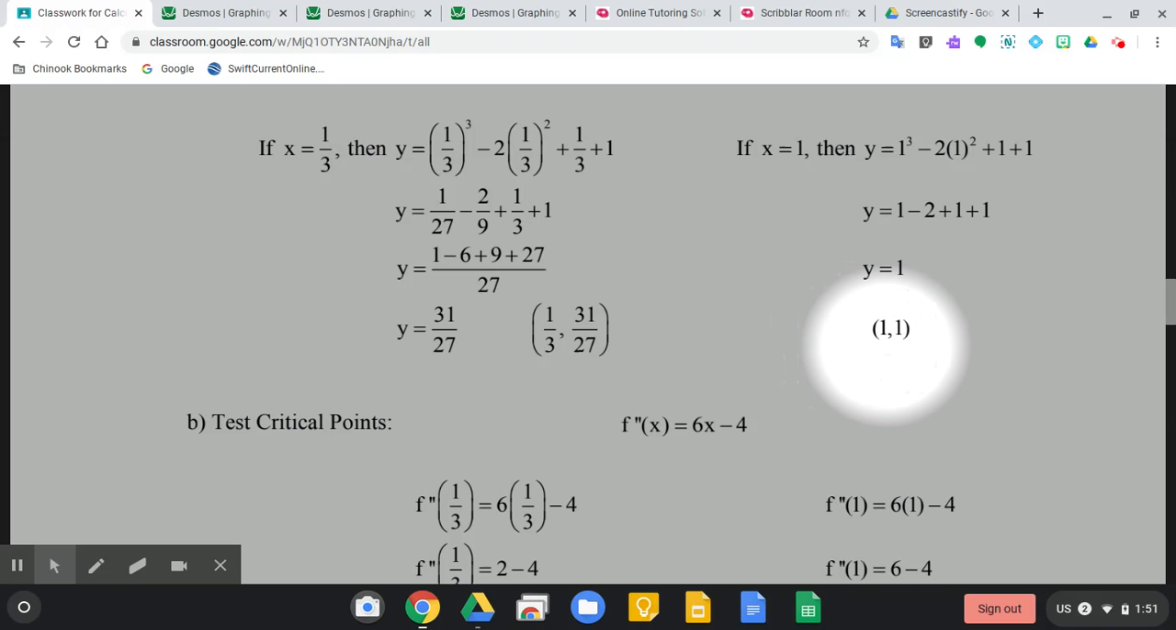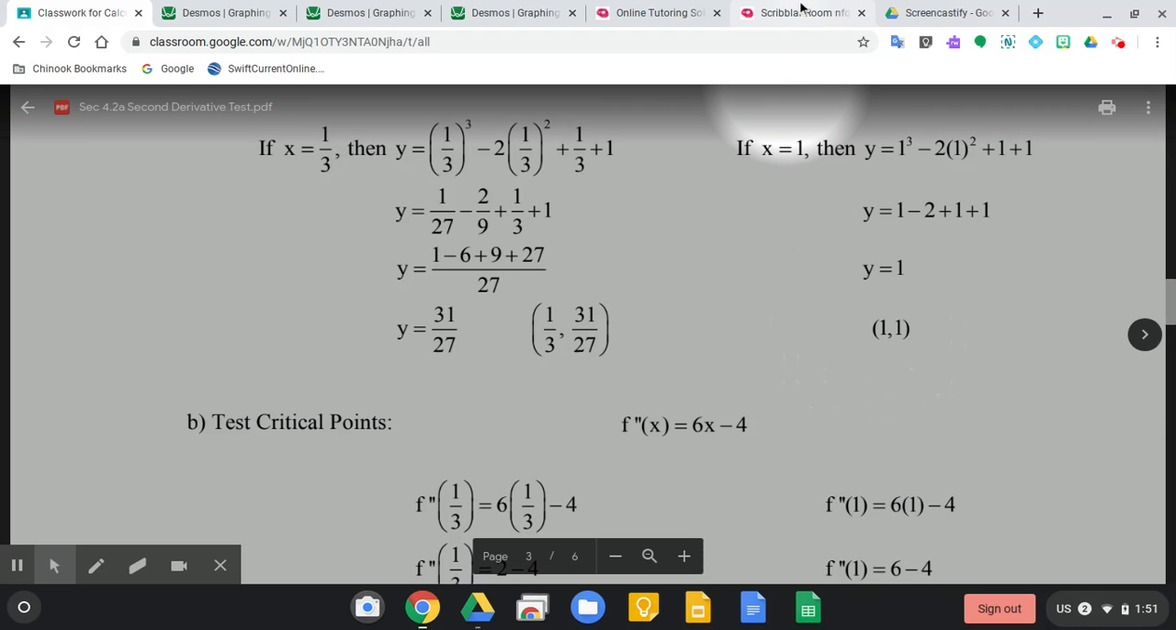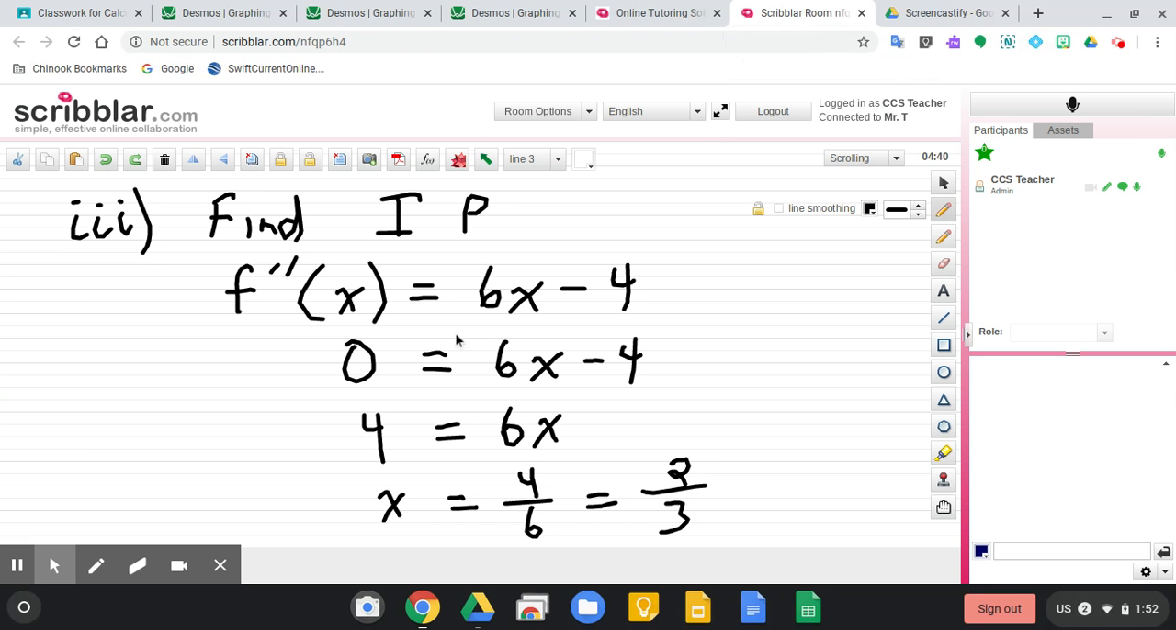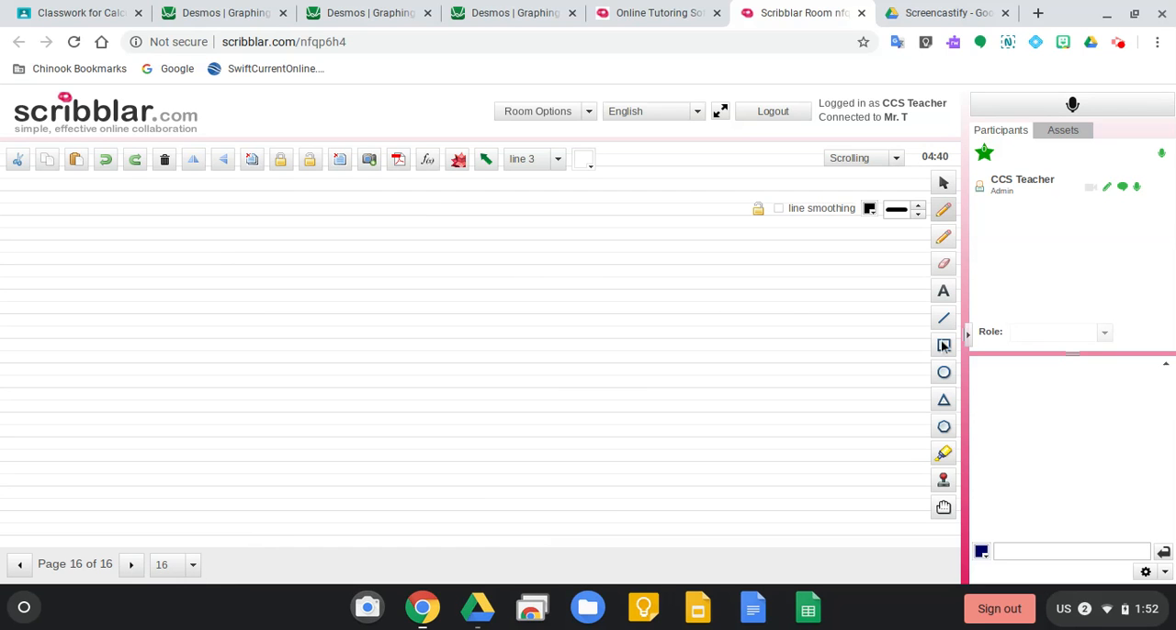Well, how do we graph this? Let's go back to our scribbler for a second. Let's go to a new blank page. Let's draw a coordinate axis. Now remember, when you draw a coordinate axis, you get to set the scale.